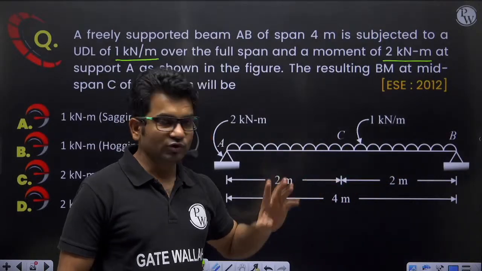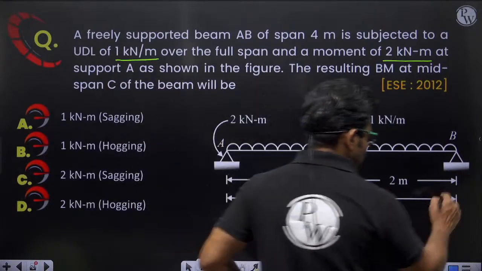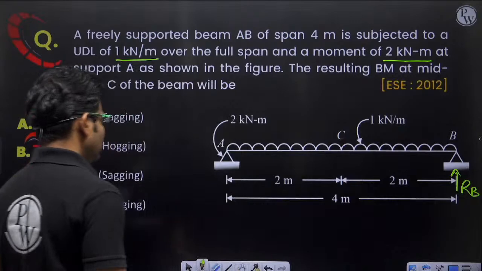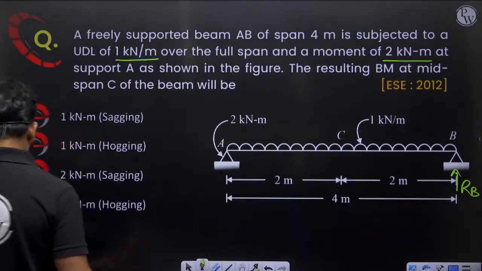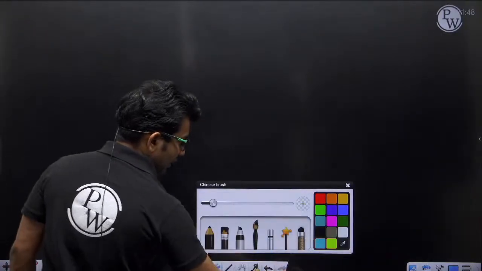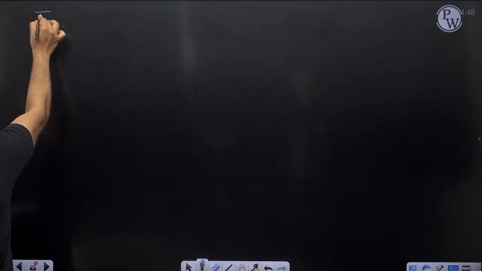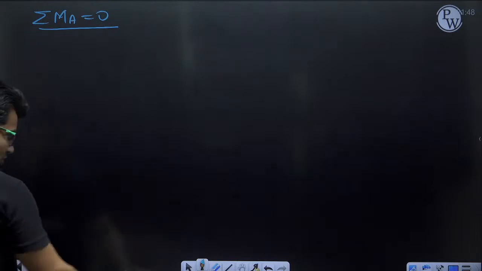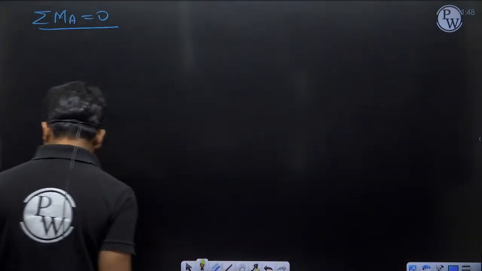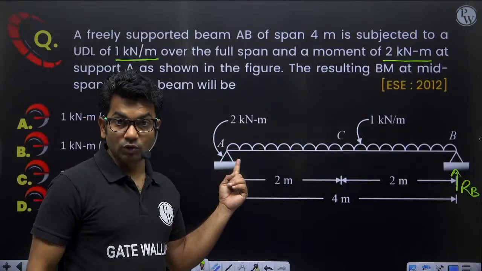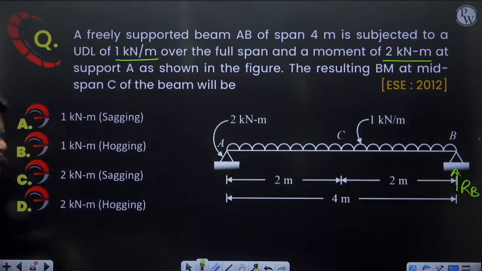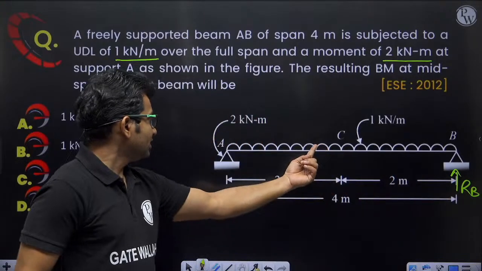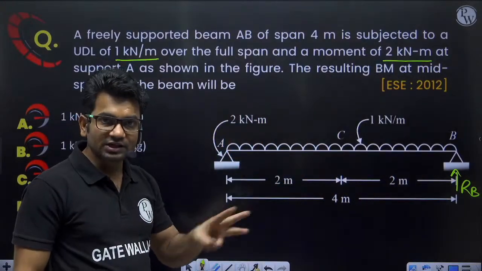So first I have to calculate the support reaction at B, RB. How to calculate? I can do summation of moment about A equal to 0. If I do summation of moment about A equal to 0, I have to consider RB, the UDL and this moment. All these three I have to consider.